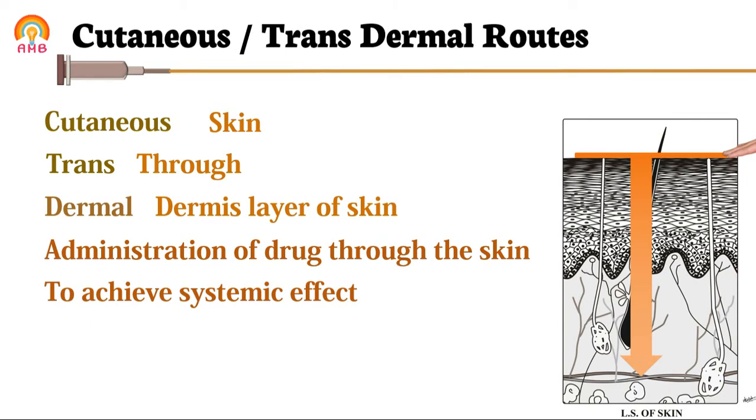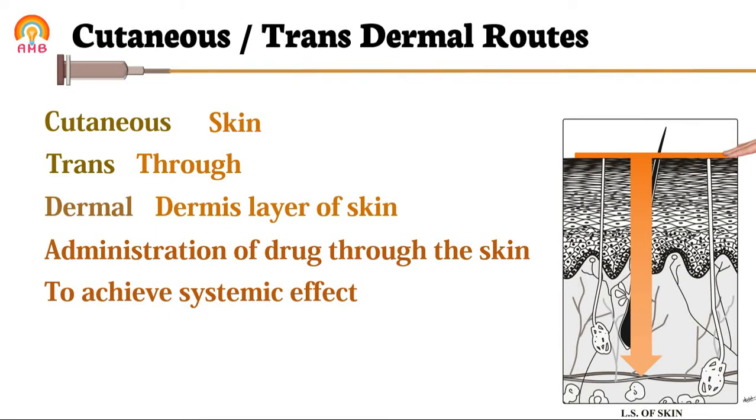So it is very important here that we want systemic effect. In case of topical route also we are applying the drug on the skin, but there we want local effect and not systemic effect. Here we need systemic effect. So that is the difference between topical route and cutaneous or transdermal route. Here drug is desired to get absorbed in blood vessels present in the dermis layer of the skin, and then it is distributed all over the body and it produces its effect. So here we want systemic effect.